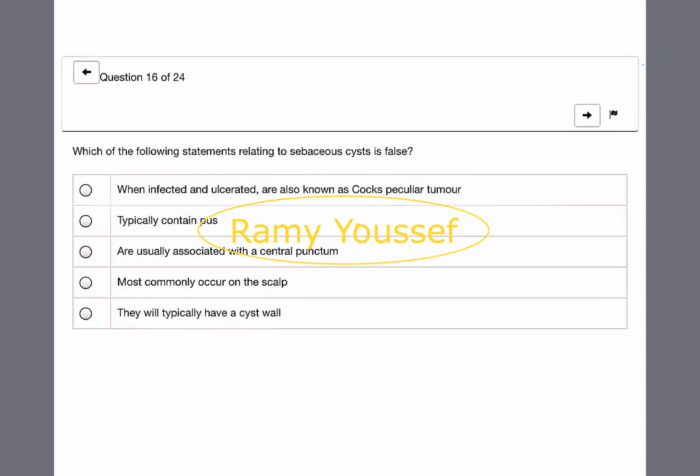Cock's peculiar tumor, I did see once in one recall, I think. This is the other name: sometimes when infected or ulcerated, it will be named Cock's peculiar tumor. What is Cock's peculiar tumor? It is a sebaceous cyst, infected and ulcerated.